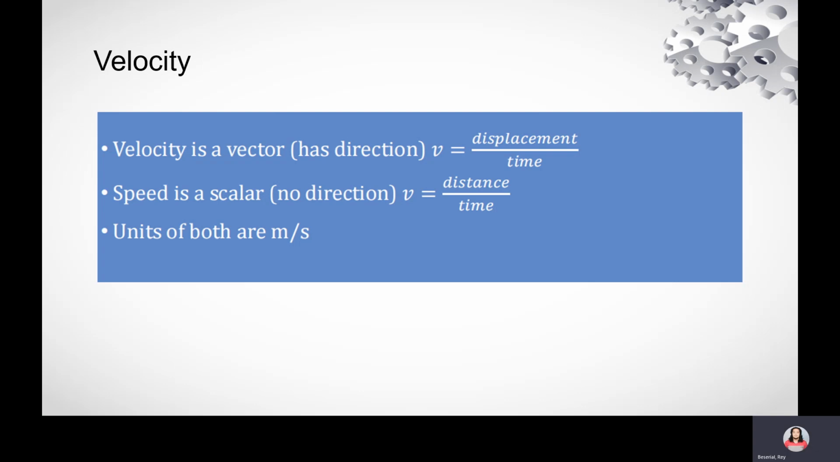So again, yung ating velocity is a vector, di ba? It has direction. And sa kanyang formula is displacement over time. And then yung ating speed is scalar, wala siyang direction. Ang kanyang formula is distance over time. And then they are both, ang kanilang unit is meter per second.